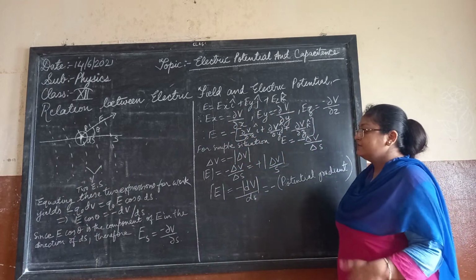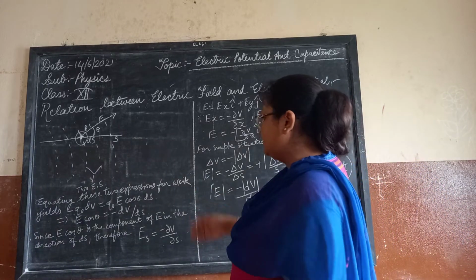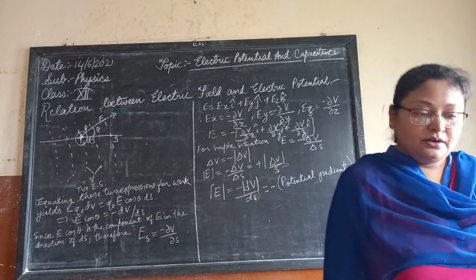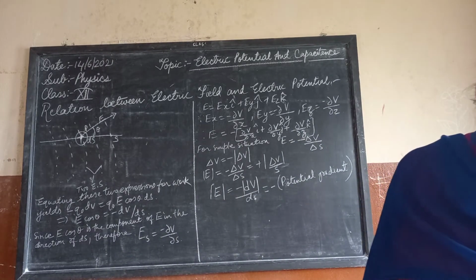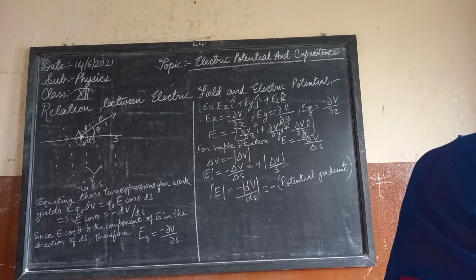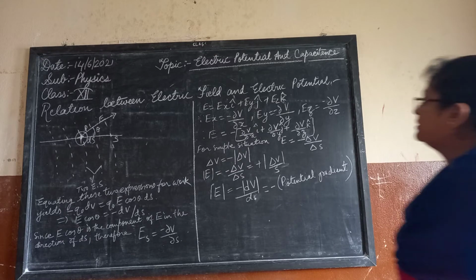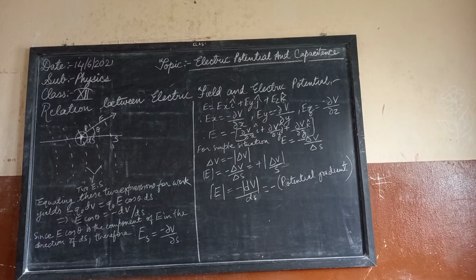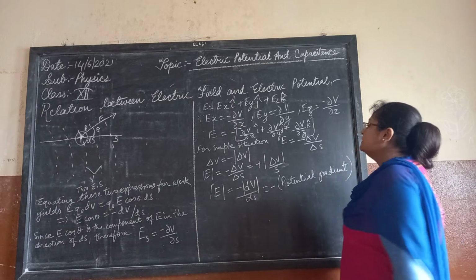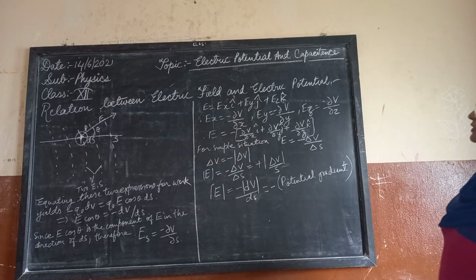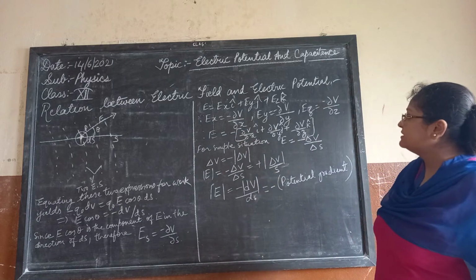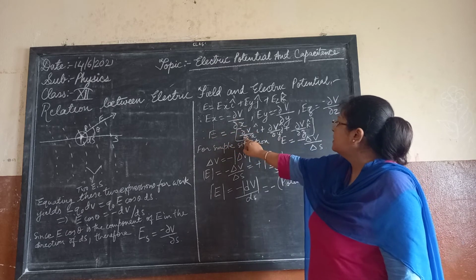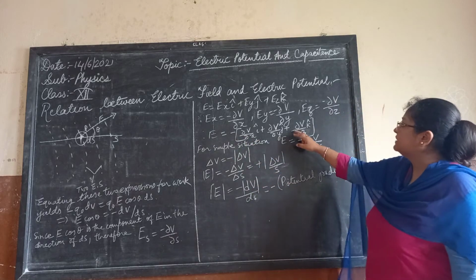We know this from the electric potential difference. Since E cos theta is the component in the direction of ds, the components Ex, Ey and Ez of E at any point are given by E equals Ex i plus Ey j plus Ez k. Now Ex is equal to minus dV upon dx, Ey is equal to minus dV upon dy, and Ez is equal to minus dV upon dz. We substitute these expressions for Ex, Ey and Ez.